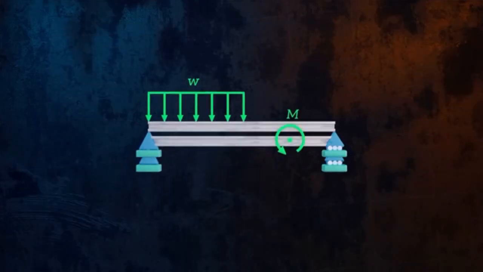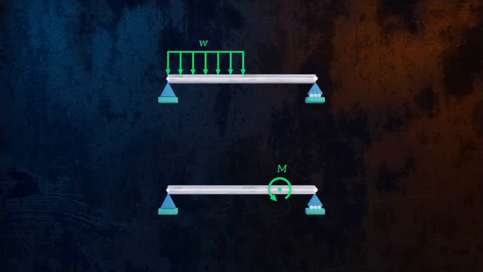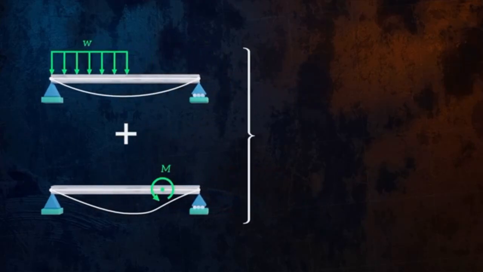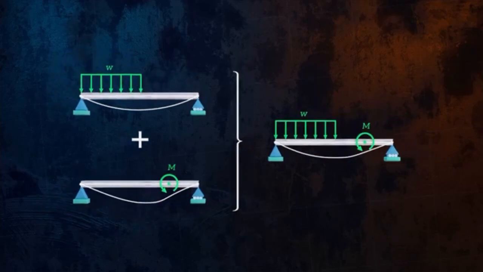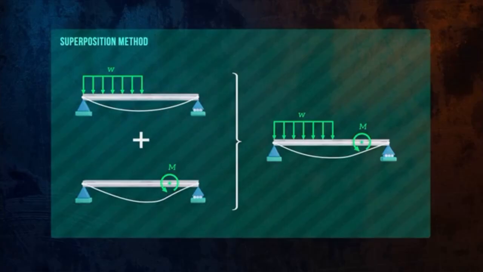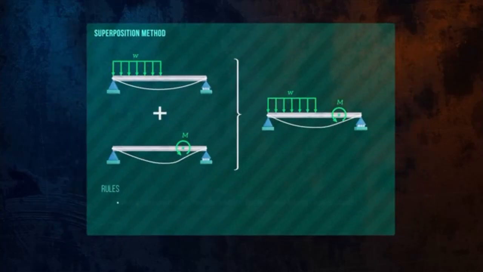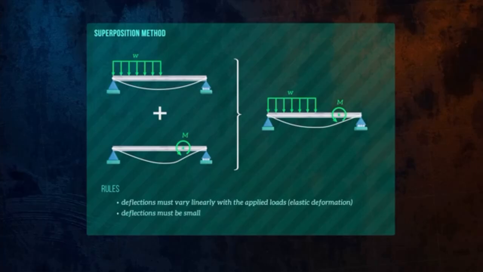It allows us to combine different load configurations on top of one another, and to calculate the overall deflection caused by the combined loading by summing up the contribution of each load to the total deflection. This is a really powerful technique that's not just used for the analysis of beams, but also more widely in structural analysis. For the superposition method to be applicable, deflections must vary linearly with the applied loads. And deflections need to be small, since large deflections could mean that the applied loads don't act independently.